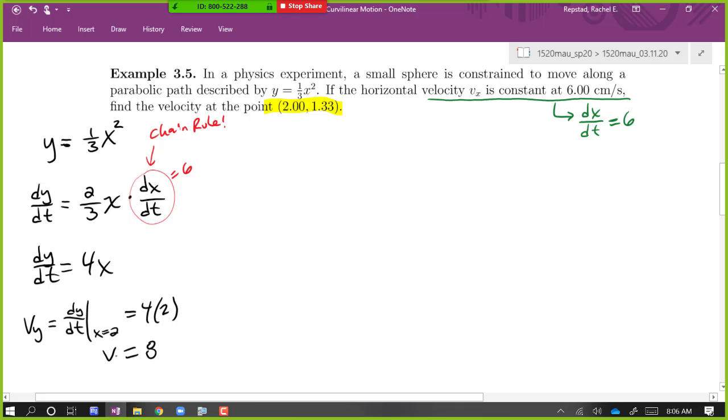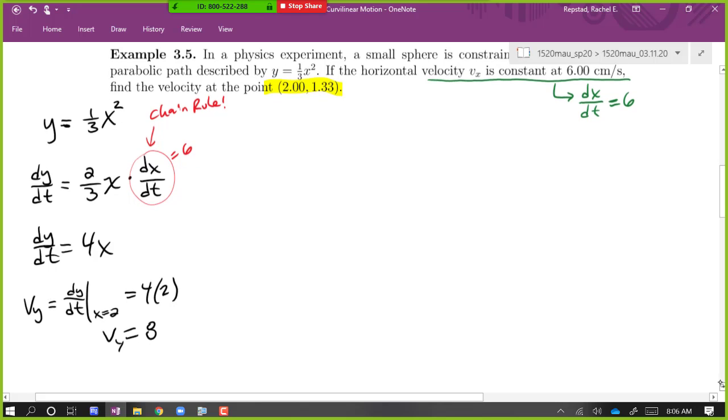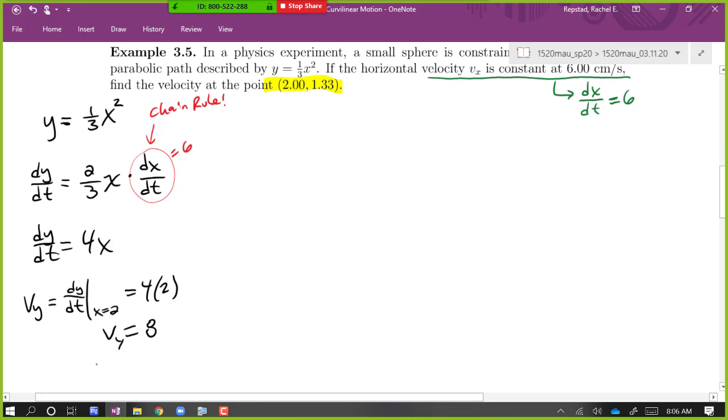So we get Vy equals 8. Now, they already gave us Vx at 6. So Vy is 8, Vx is 6. What quadrant is this vector in? The first quadrant, yeah.